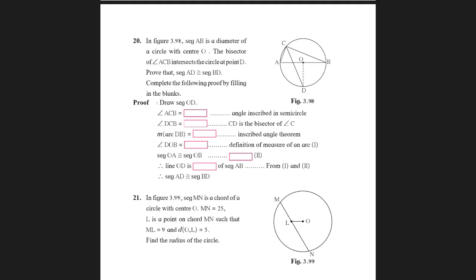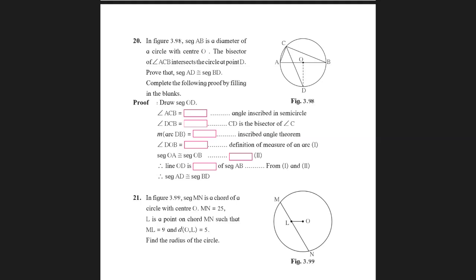Now angle DOB is equal to how much? 90 degrees. Definition of measure of an arc. Angle DOB equal to 90 degrees because the arc that it subtends is 90 degrees. Angle DOB equal to 90 degrees, equation number 1. Therefore, segment OA congruent to segment OB because they are the radii of the same circle. So in that box over there, you will write radii of the same circle, equation number 2.